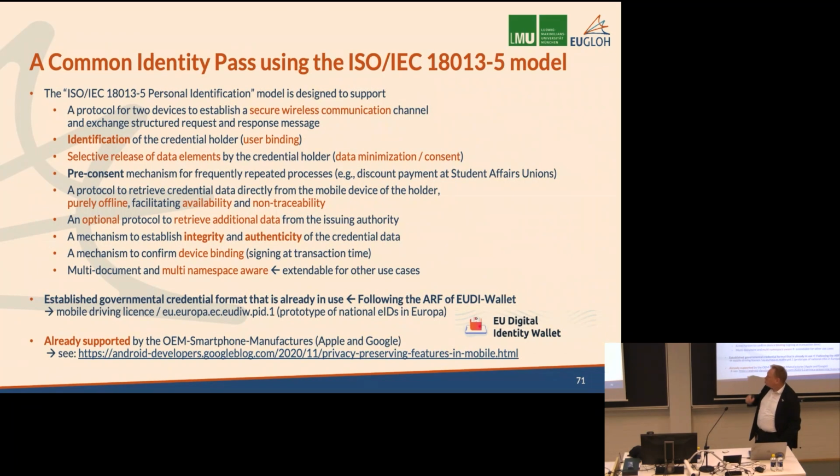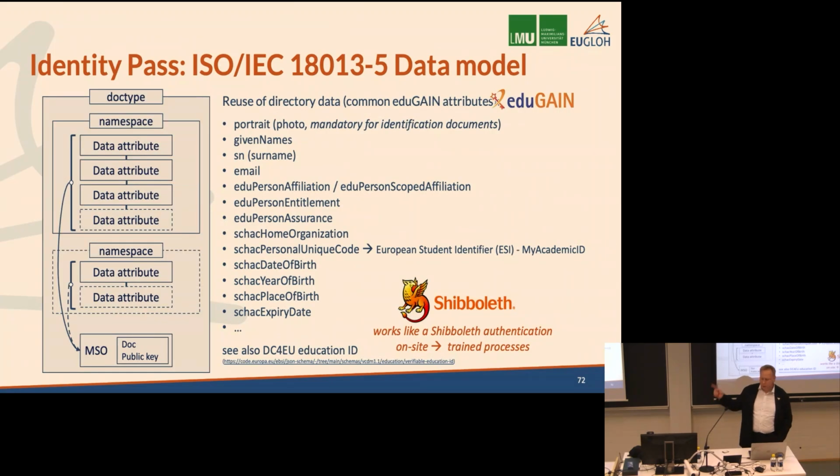So we chose the ISO norm because it has a bit more features in the smartphone and a few simple things, but it's security by design. A lot of possibilities. And the data set, everybody from university identity management, if they look at the slide, says, oh yeah, I do know those attributes. That's what we need. Nothing more, nothing fancy, just that.